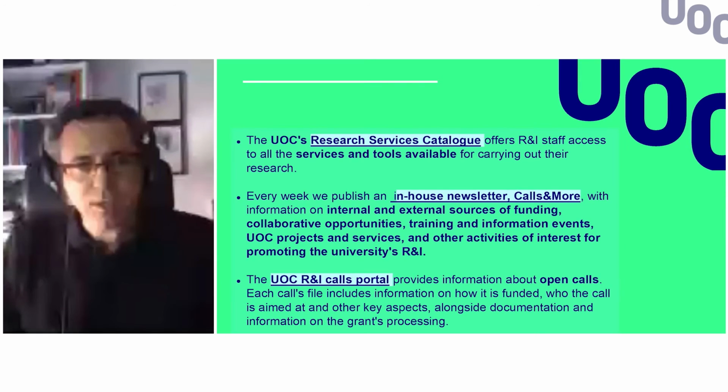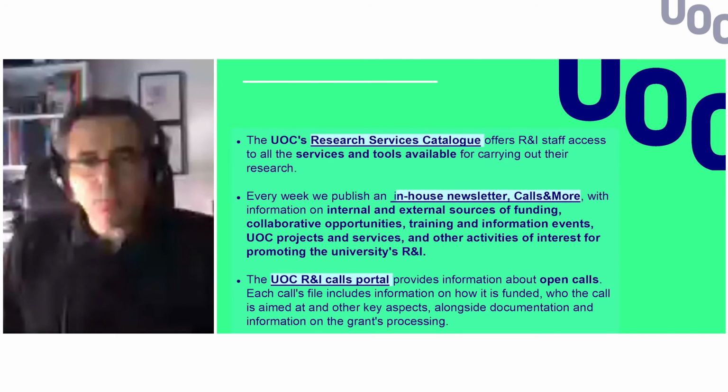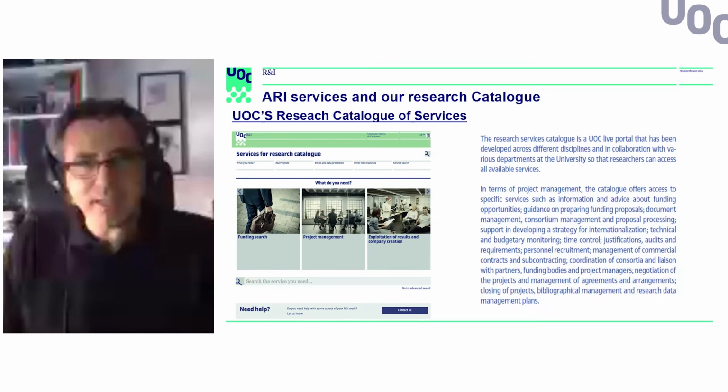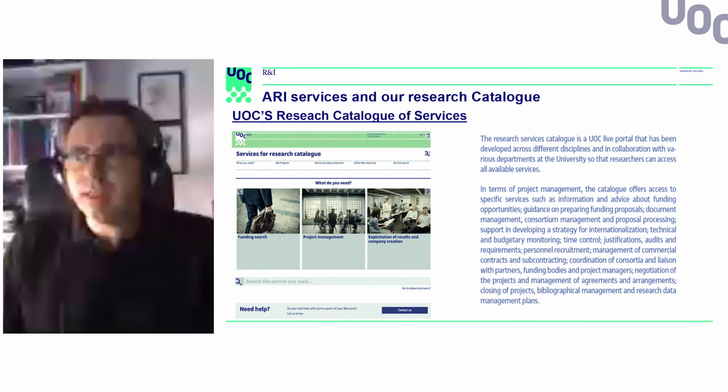And finally, and more specifically, we have the UOC Research and Innovation Course portal, where you will find information on all the open calls where our institution can apply or can look for funding, with very useful information on the templates, all the documentation that you need to know, with the deadlines and the links for asking for our main support there. As you can see here, this is an example of the research catalog of services.